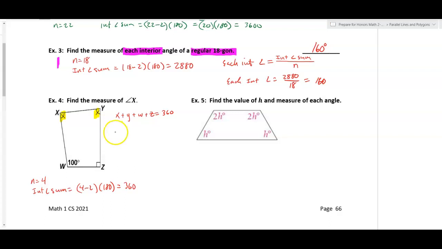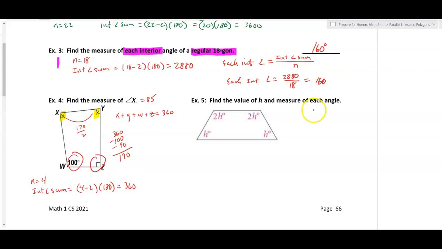Well, if I take x plus y, let's just do this. If I take 360, I subtract 100, and I subtract 90. I took away these two angle measures. That's going to give me 270. Now, or sorry, not 270, 170. Now, if these angles are congruent, all I'm going to do is take 170 divided by 2, and you would get angle X is 85 degrees.